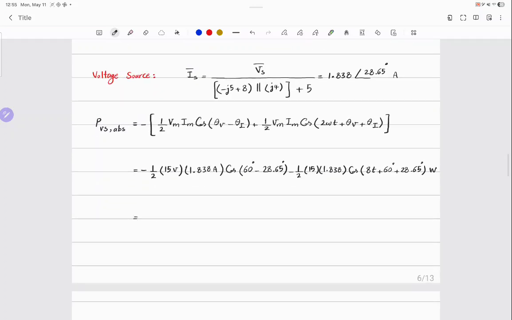And I'm going to write the final value, negative 11.772 minus 13.7. Why is it 13? Oh, it's fine. Yeah. It should be 30.85 cosine 8t plus 88.65 degrees. The units is in watts.